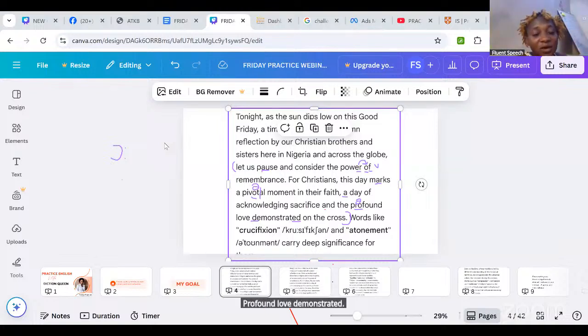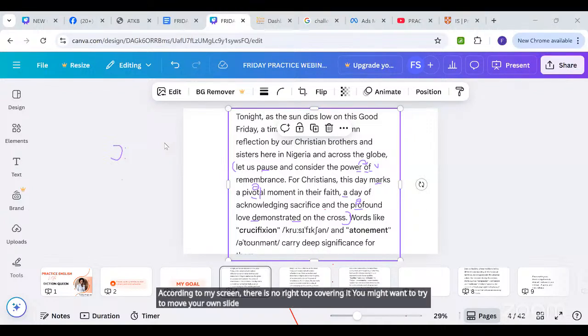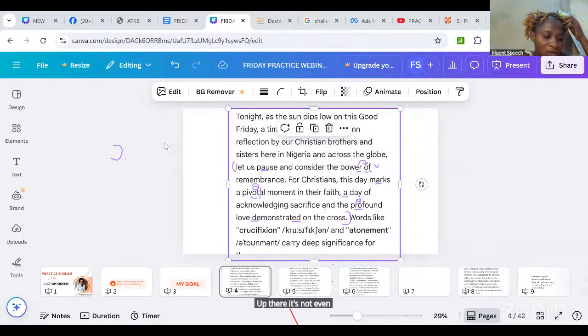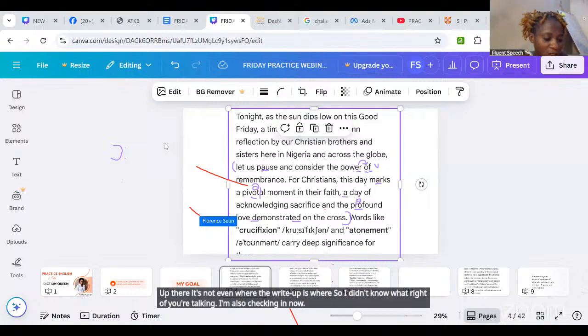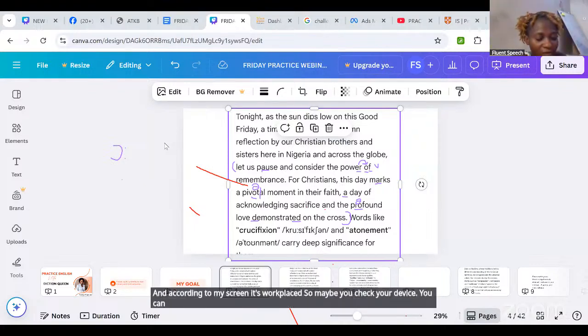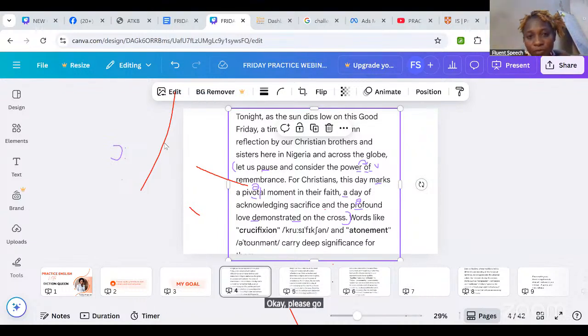Sorry, somebody says, hold on, ma'am, we are not seeing your face. A write-up is covering it. According to my screen, there is no write-up covering it. You might want to try to move your own slide on your phone. According to my phone, everything is well stated. My face is up there. It's not even where the write-up is. So I don't know what write-up you're talking. I'm also checking it now. And according to my screen, it's well placed. So maybe you check your device. You can scroll left, scroll right to see if that can be controlled from your end. Okay, please go ahead, Ramotu.